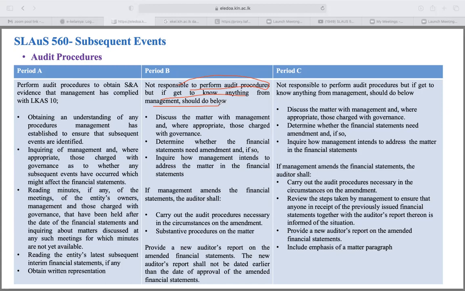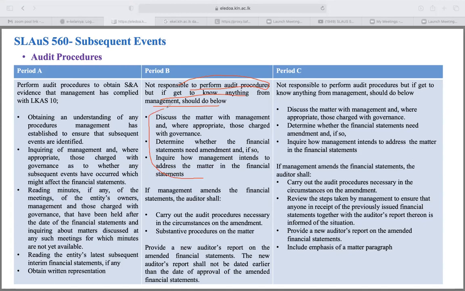But if there is anything informed by the management, we need to do some kind of work, right? The first thing is to discuss the matters with management, and where appropriate, those charged with governance. So we need to discuss the matters with the management, and if appropriate, we can talk with the directors as well, right? And determine whether the financial statement needs amendment, and if so, inquire how management intends to address the matters in the financial statement, right?